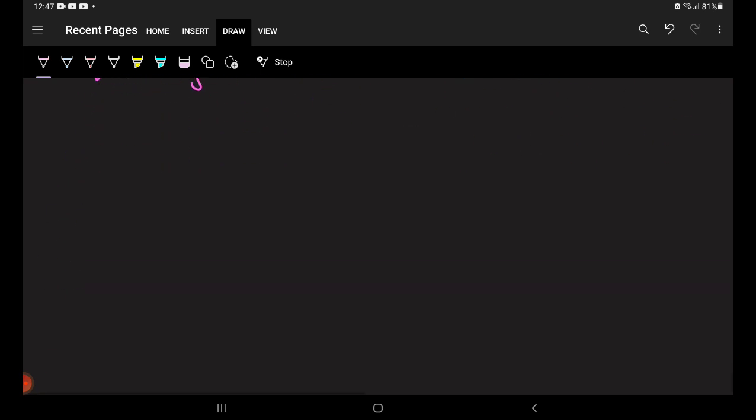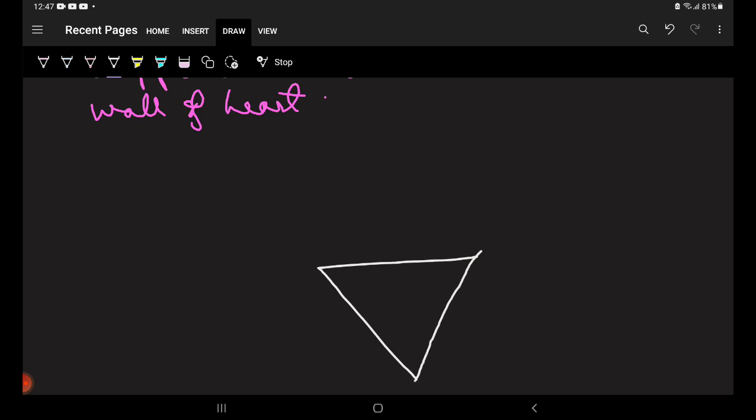Let me draw a rough diagram, then it will be more clear. Suppose this is the heart. Now it is looking somewhat like a heart. Okay, let me write it here. This is left atrium, left ventricle, right atrium, right ventricle. Okay, simple. This is clear.